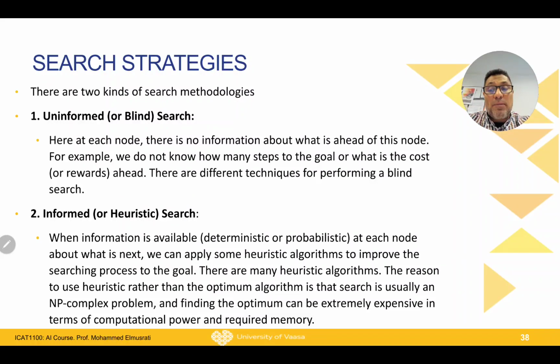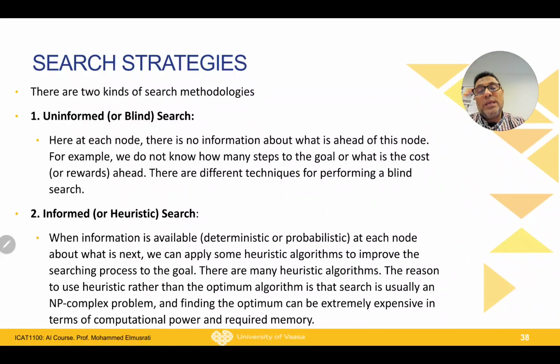So it can speed up the process if you have any information available about the problem, but of course this information might not be complete, because if the information is complete, then it will be very easy to solve the problem. But most of the time we have just some rough or noisy data about the problem itself, then we can build some deterministic or probabilistic algorithm in order to speed up the searching process. So these are mainly the two kinds of strategies.